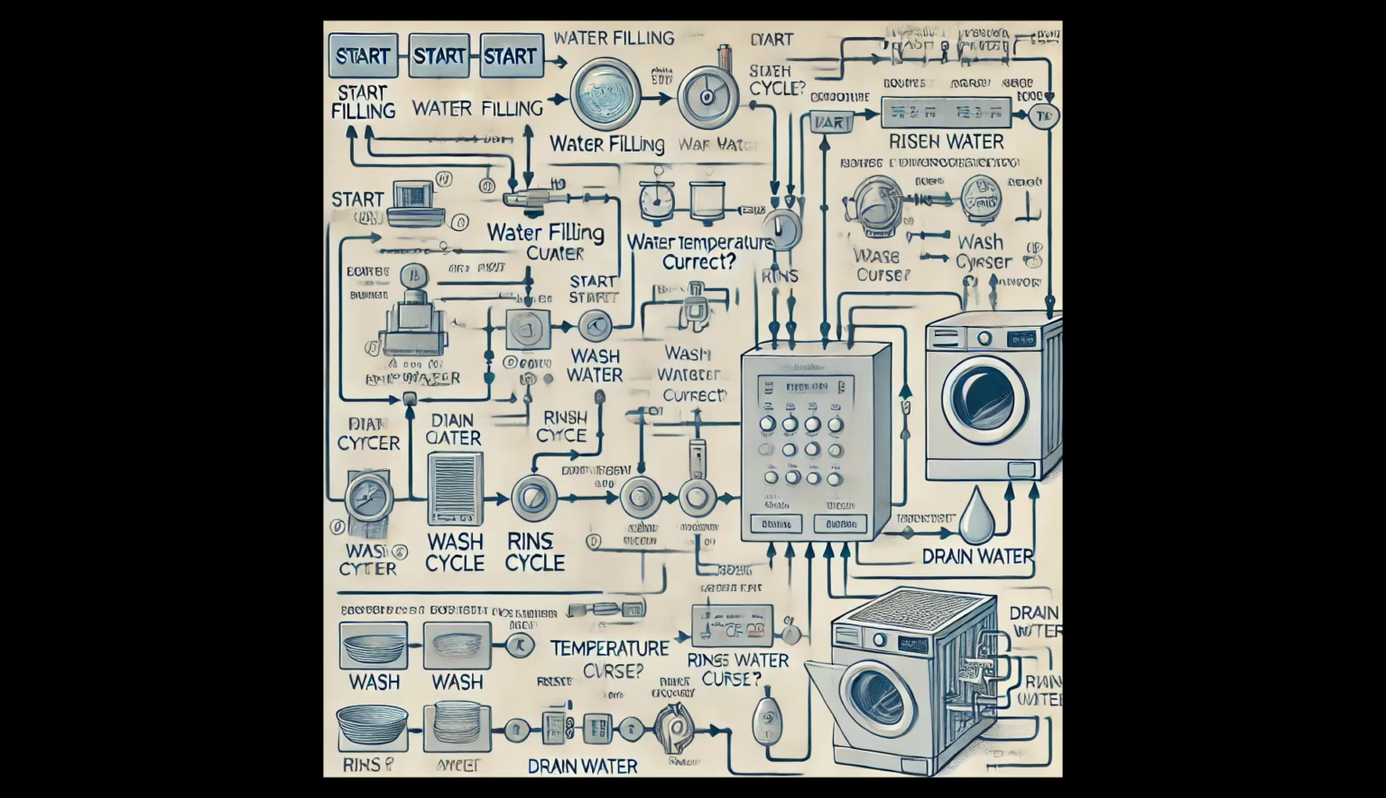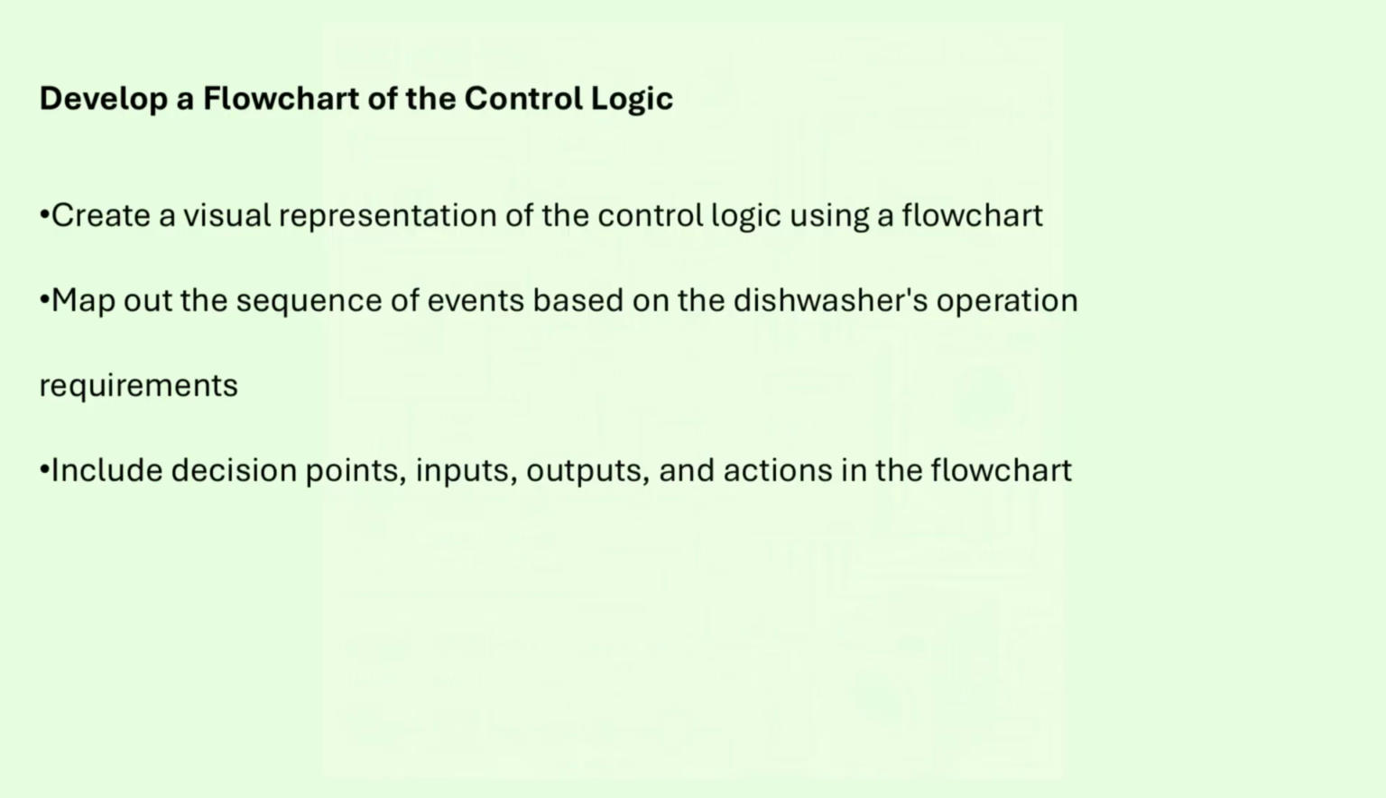Map sequence of events. Define what happens after each action. For example, after pressing Start, the system might fill the tank with water until the level sensor is activated, then heat the water to the required temperature.